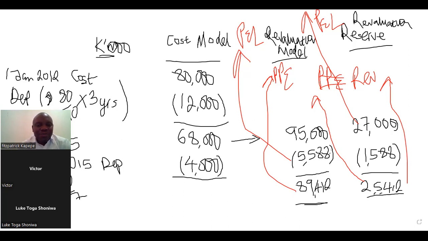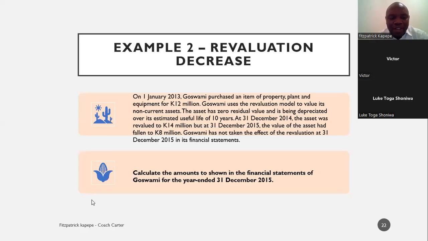So what I want you to do, look at this question. I'll give you about 6 minutes to work on it. It's the same concept. I'm sure you have managed to detect that there were 2 revaluations done in the space of about a year or so.